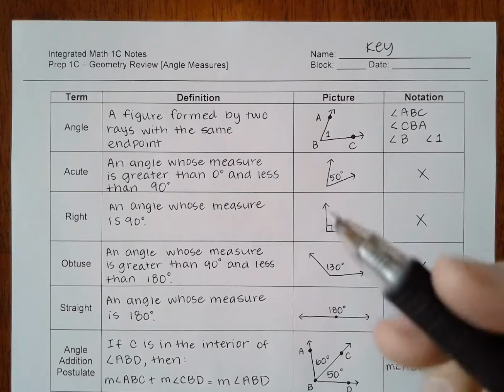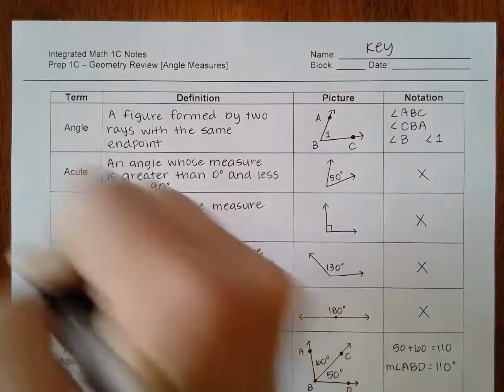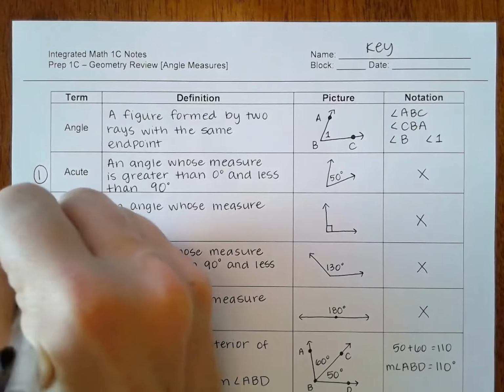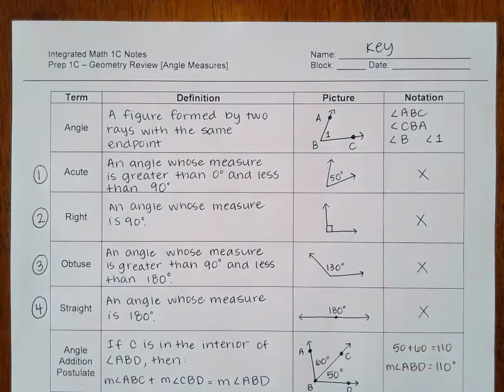There are 4 different types of words that are used to describe angles. You have acute, right, obtuse, and straight. So number those 1 through 4. Those are the 4 words that you can use to describe how big an angle is.